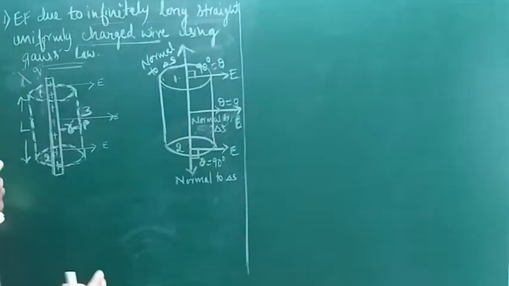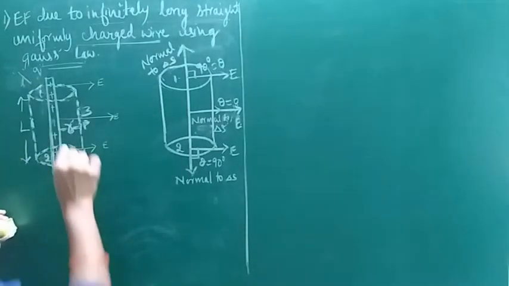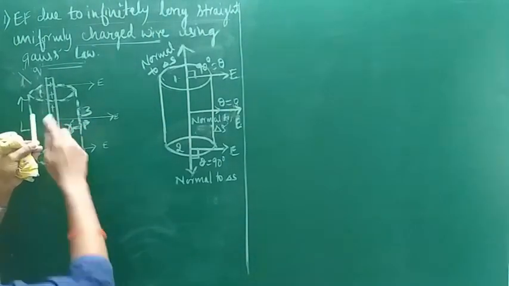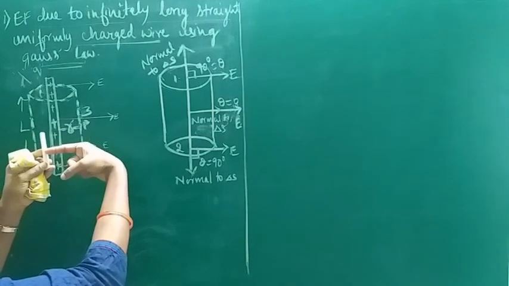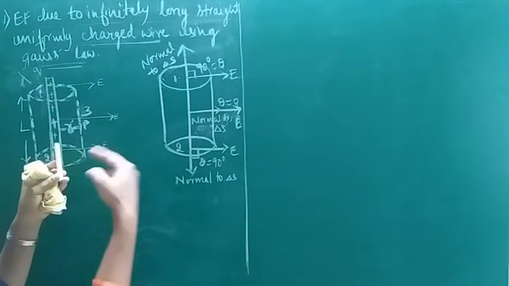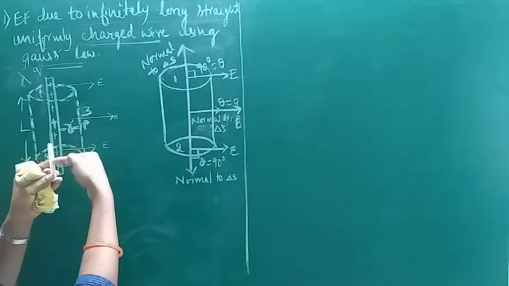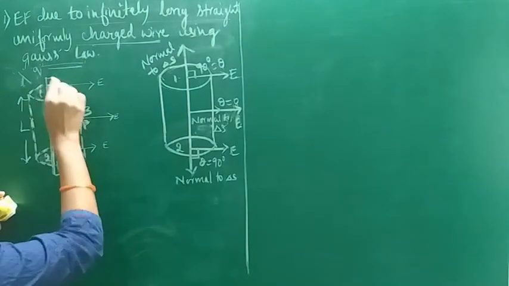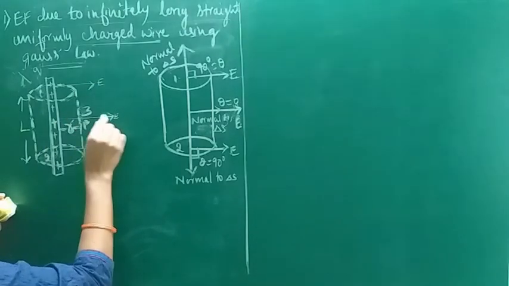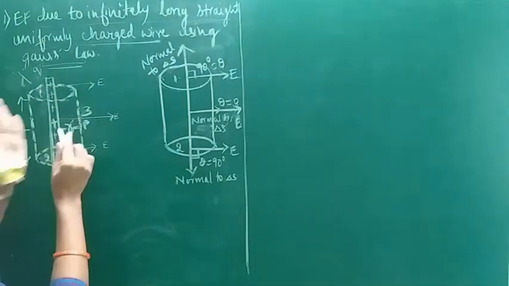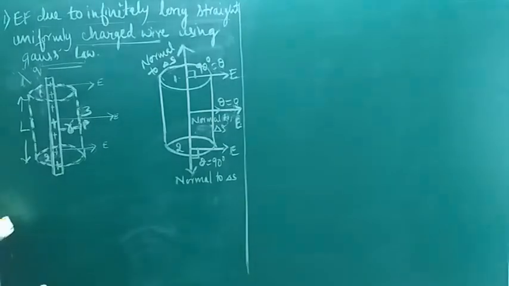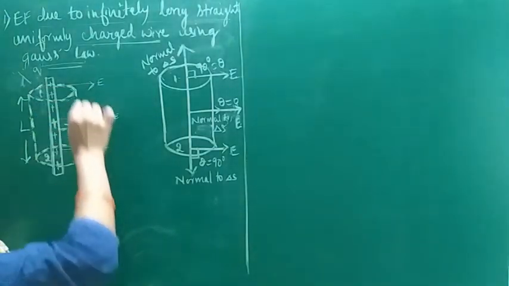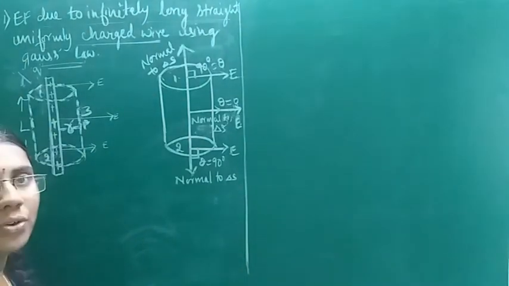Now, we all know the electric field due to a charged conductor is always perpendicular to its surface, right? Electric field is always perpendicular or normal to the surface of a charged conductor. So the electric field due to this charged conductor is perpendicular, meaning normal, to its surface. To find the total electric field due to this charged conductor, we have to use Gauss law, right?